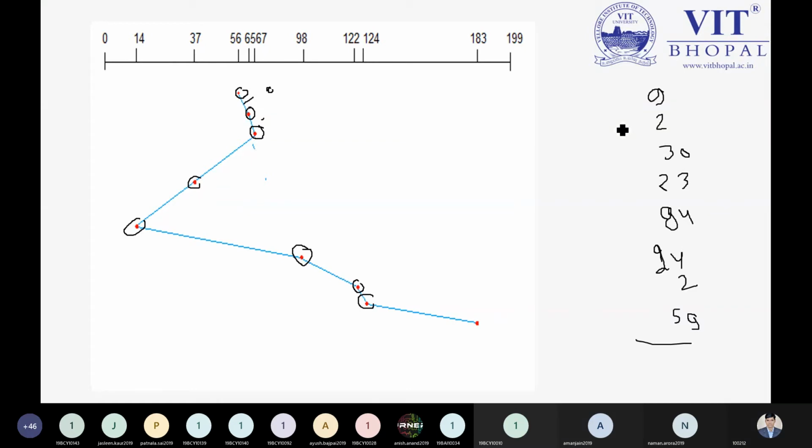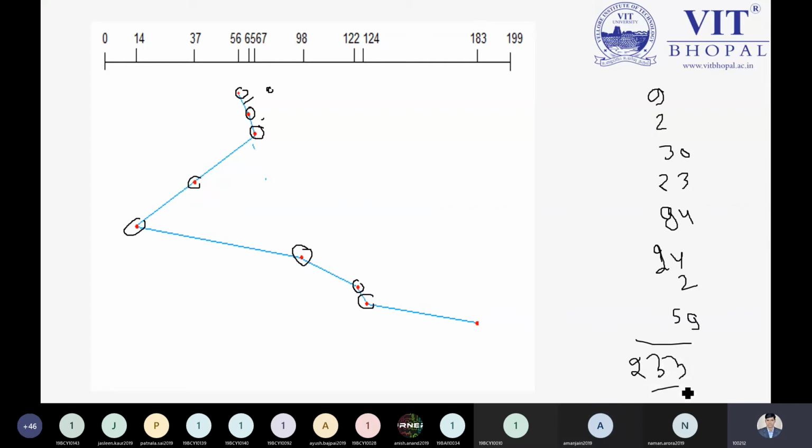230. 3. I didn't add over here, so I'm also adding. You can also add. Let me add: 9 plus 2 plus 33 plus 23 plus 84, then plus 24 plus 2 plus, and last, 59. Its value is 233. Okay, so the answer is 233.